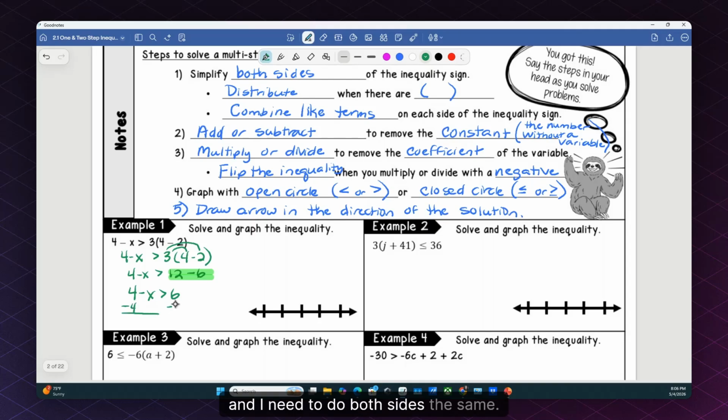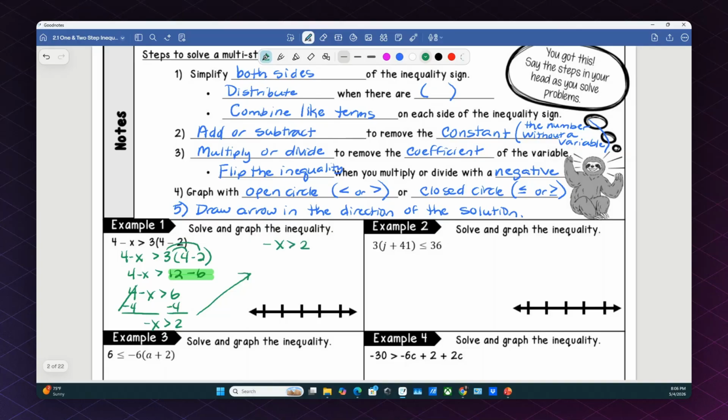And I need to do both sides the same. So I'm going to subtract this side as well. Okay, so that cancels. That's going to give me negative x is greater than 6 minus 4 is 2. Okay, I ran out of room, so I'm just going to rewrite this over again. So negative x is greater than 2.